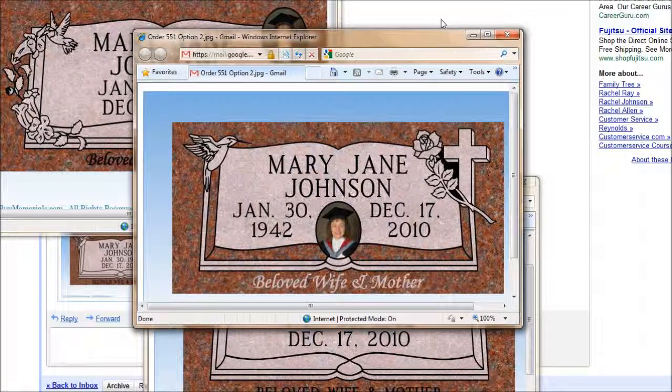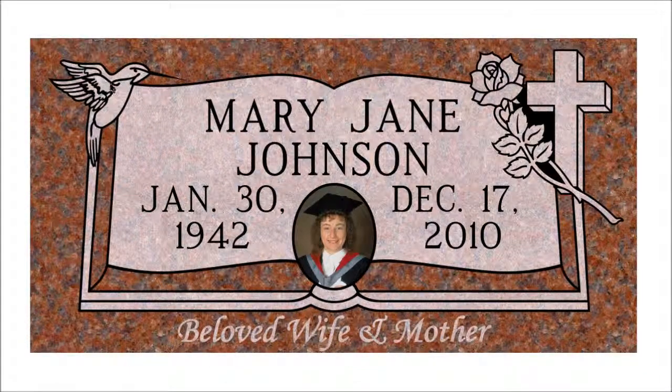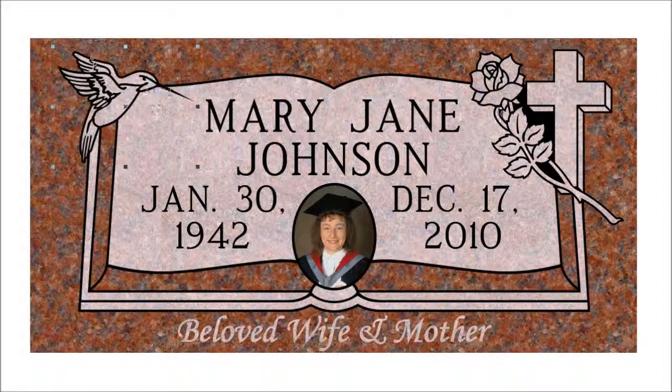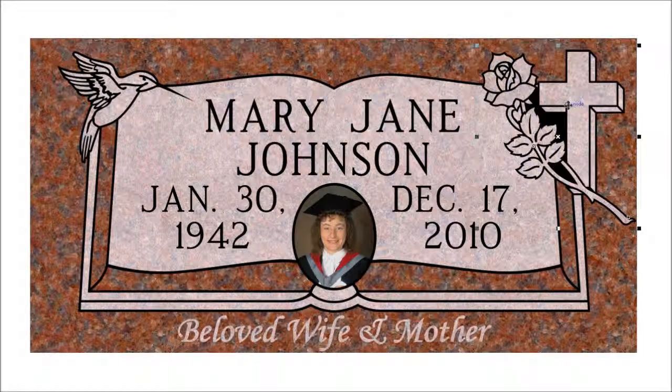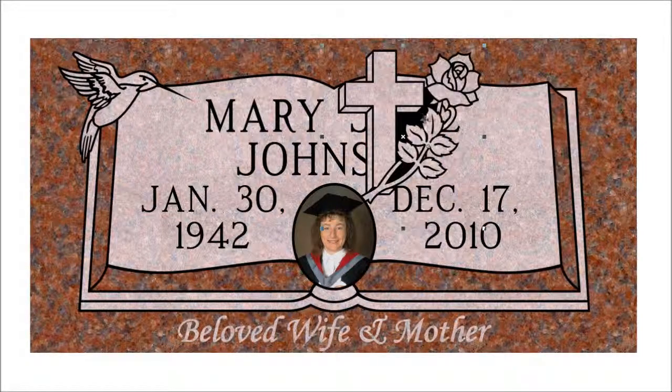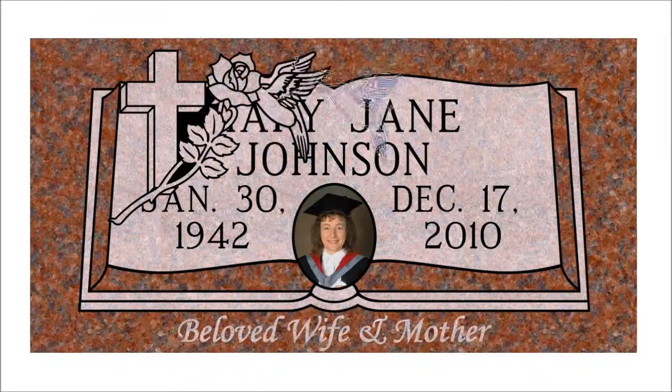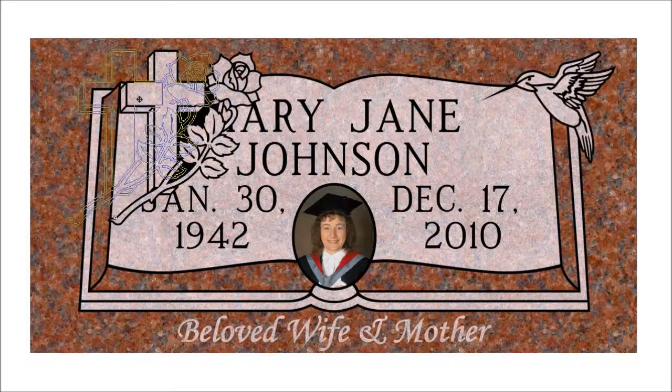How do they do that? Well, let me switch over to our actual design program. In our design program we have a lot more capability than we do in our online version. We can simply click on any emblem, rotate it. Let's say I wanted the cross and rose on the other side and wanted the hummingbird on the right side. Those can be easily manipulated and flipped and moved into any position necessary. Same thing goes with the photo.